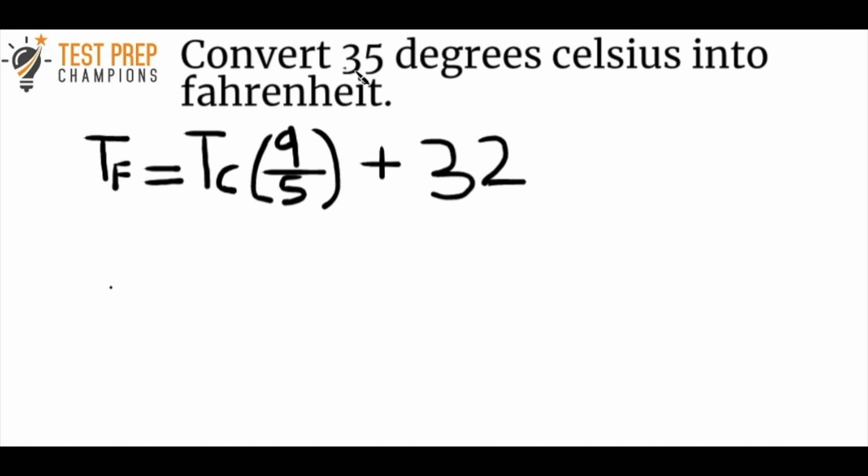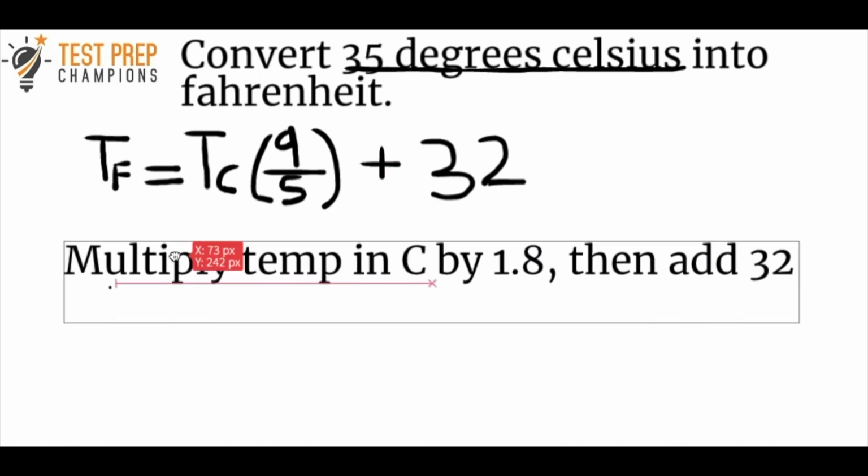And so what you would need to know if you're using the formula is you just take that 35 degrees Celsius and you're going to plug that in to the equation for TC, which stands for temperature Celsius. Then you just would do the math, you could put it in your calculator, and you can get the answer like that. But there's also a faster shortcut way to think about it here.